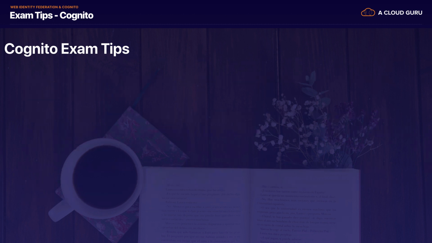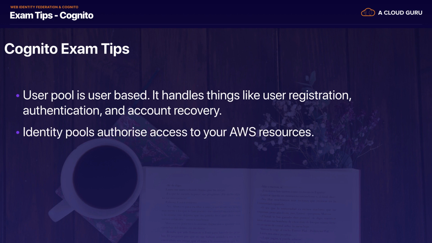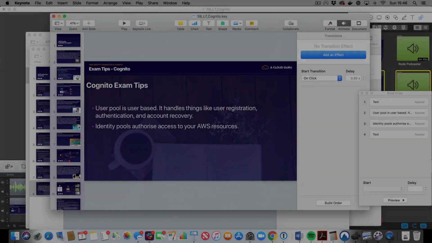Critically for the exam, what you need to remember is the difference between user pools and identity pools. So a user pool is user-based. It handles everything like user registration, authentication, account recovery, etc. Whereas an identity pool actually goes in and grants you that IAM role, and basically it authorizes you access to your AWS resources. So that's the difference between the two, and you will be tested on that if you get any Cognito questions in your exam.